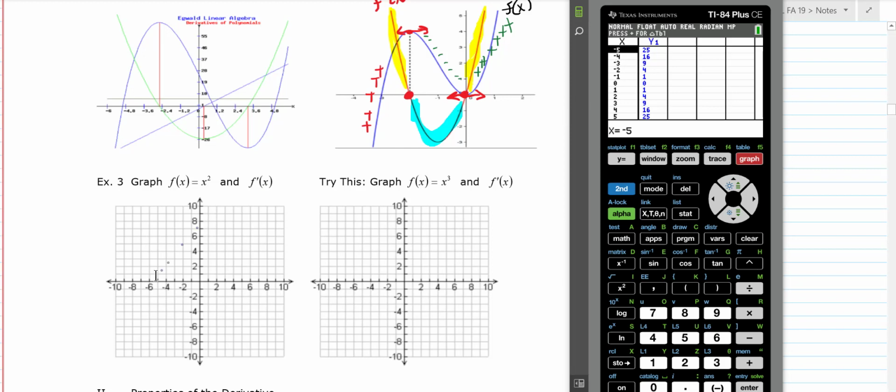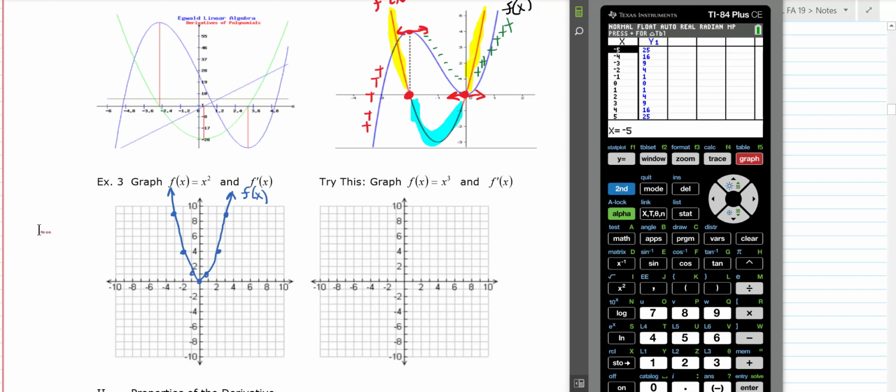So let's see. We have negative 3, 9. And you can do this in your head. Negative 3 to the second is 9. You have negative 2, 4. Negative 2 to the second is 4. Negative 1, 1. 0, 0, 1, 1, 2, 4, and 3, 9. Just so that we have an accurate graph, that will be this, and then go ahead and just label that as f of x. Okay?